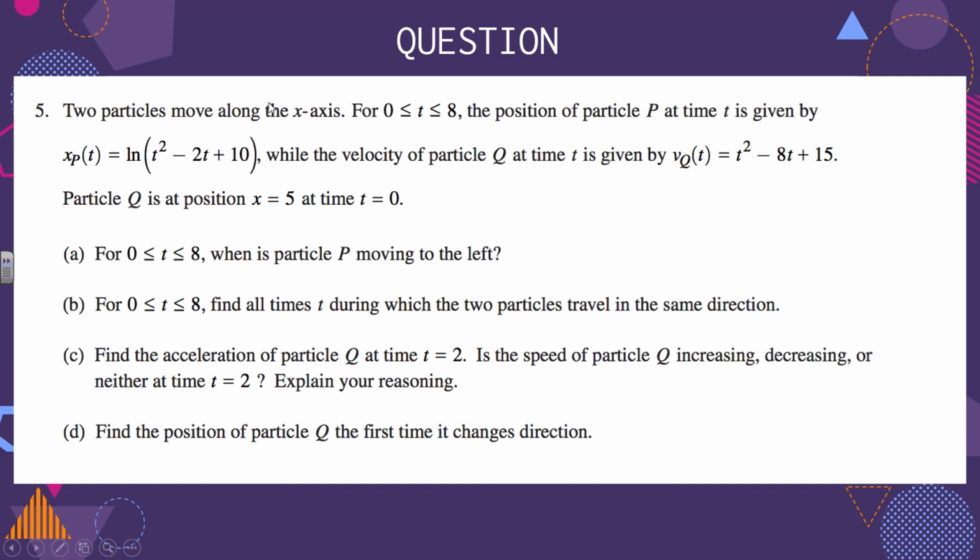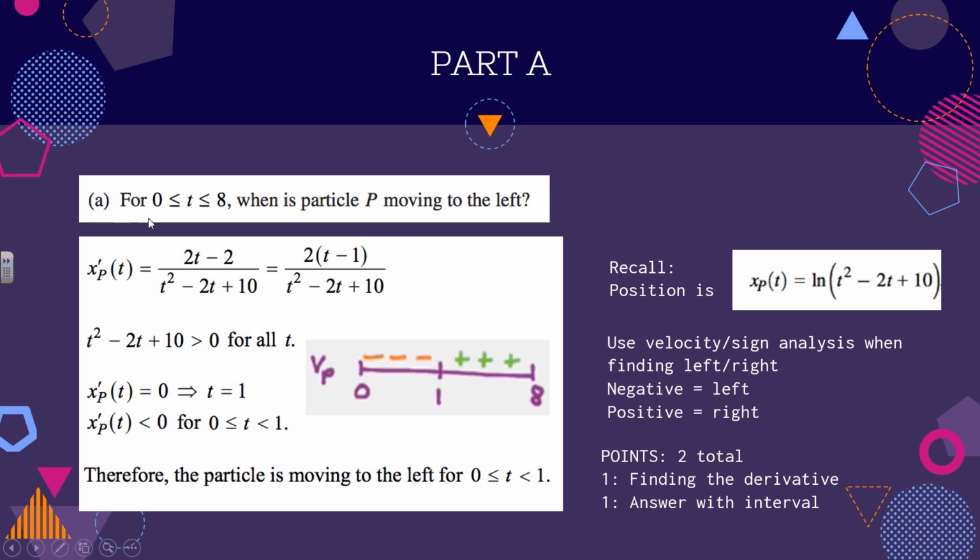Hopefully you've tried this question if you're watching the video, but basically you're given two functions, one for particle p, which is the position, and the other one is for particle q, which is the velocity. They also give you the initial position of particle q. It's 5 at time 0. So in part A, they want to know when the particle is moving left. Something moves left if its velocity is negative, and it moves right if the velocity is positive.